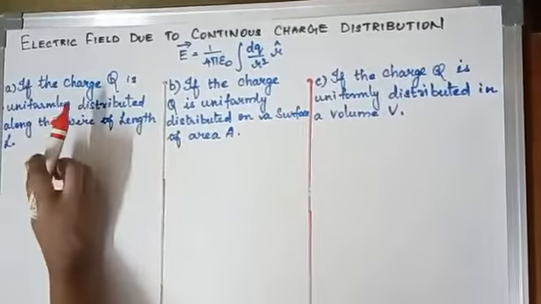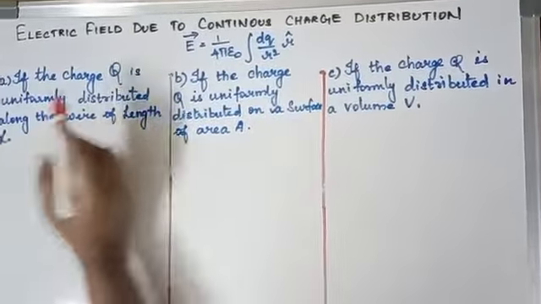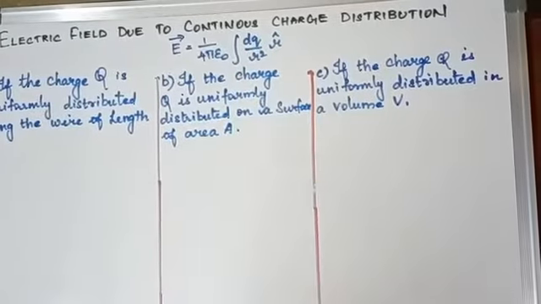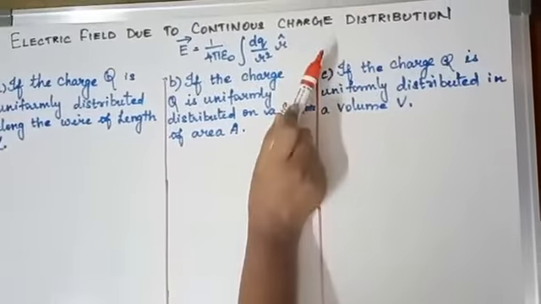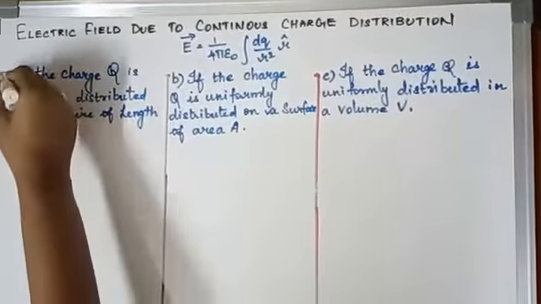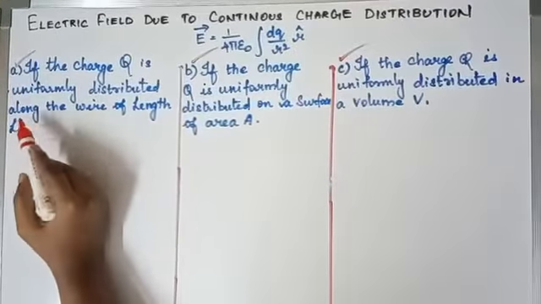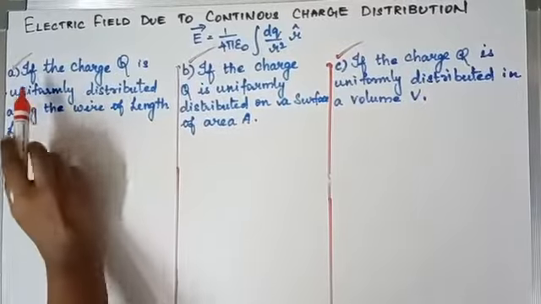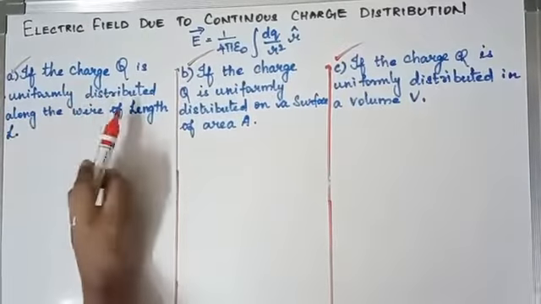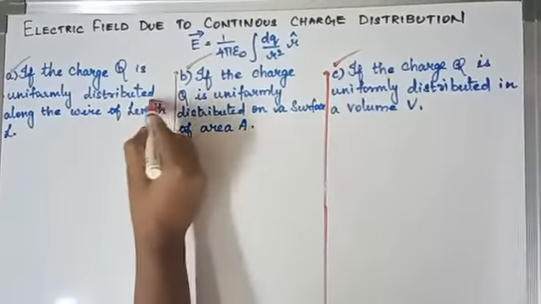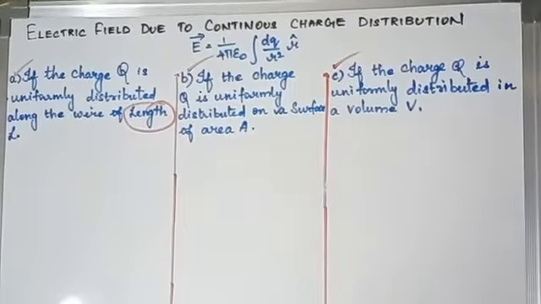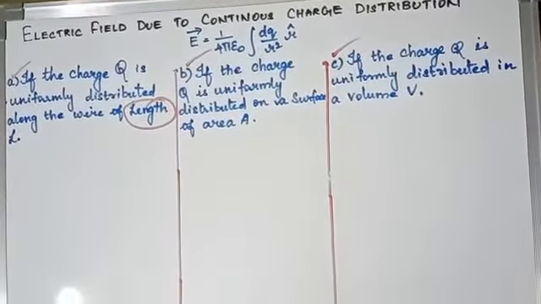So far we have seen electric field due to continuous charge distribution using this formula. So in this electric field due to continuous charge distribution, we have three cases, that is case A, case B and case C. In the first case A, we are going to see the length of the wire, where the charge Q is uniformly distributed along the length of the wire.